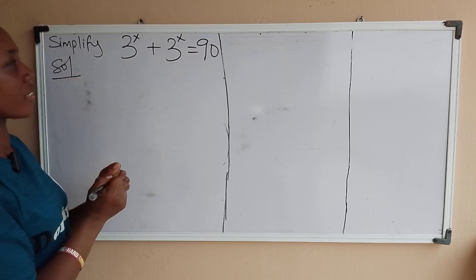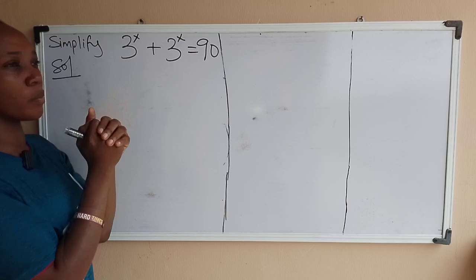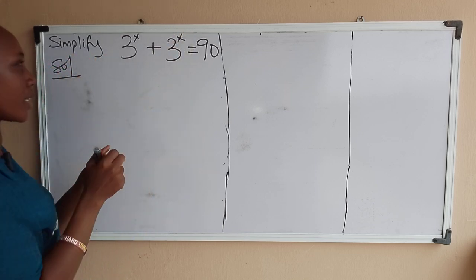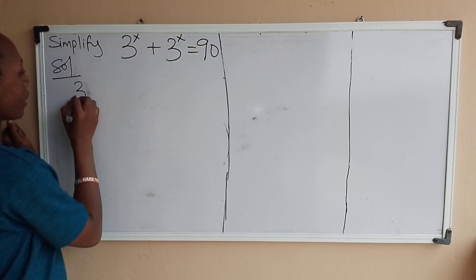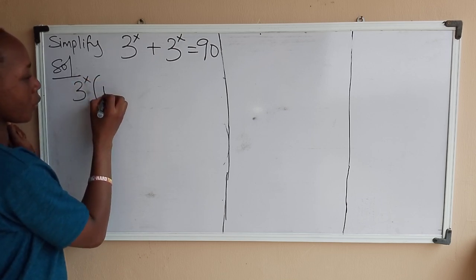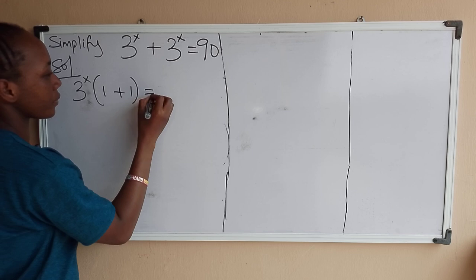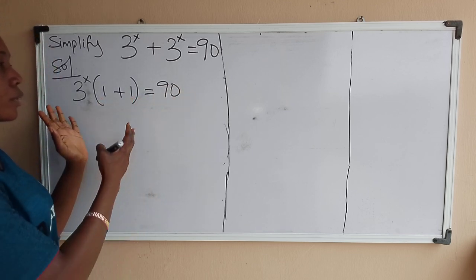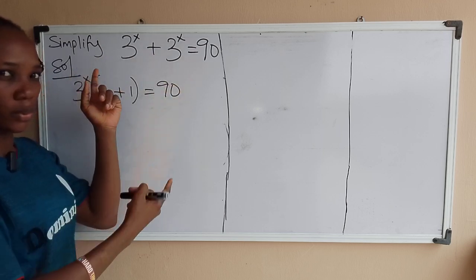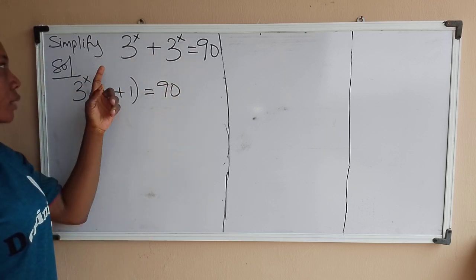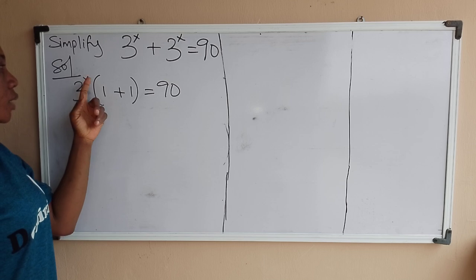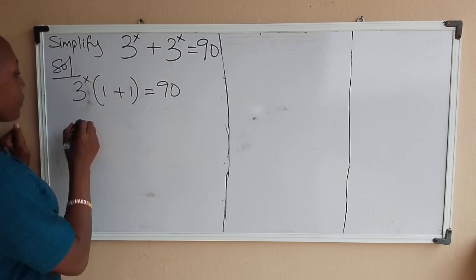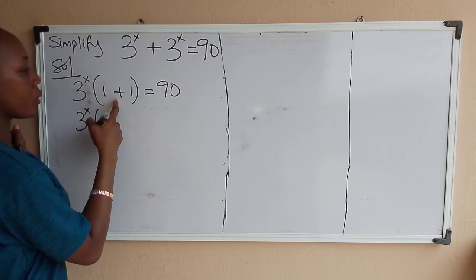To solve this, since we have same numbers, same powers on both sides, we are going to factorize. So we'll have 3 to the power of x times (1 plus 1) equal to 90. Why is it 1 plus 1? So that if you want to open the bracket again to get back this question, 3 to the power of x times 1 will give us the same thing, and 3 to the power of x times this one will give us the same thing. That's what we just did. Now, 3 to the power of x times this will give us 2.